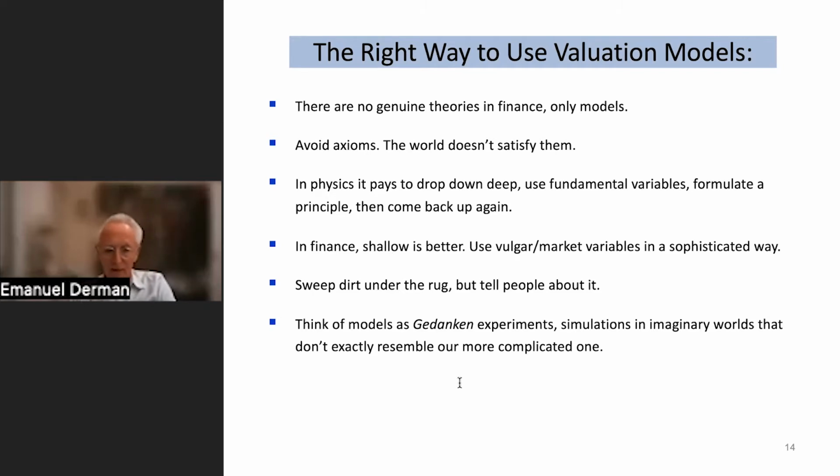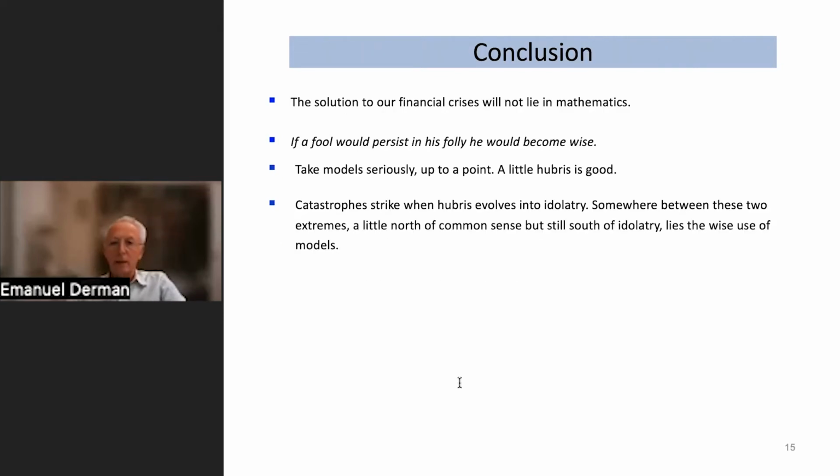And I like to think of models as none of them being true, all of them being Gedanken experiments, imaginary experiments, simulations in imaginary worlds that don't exactly resemble our world, which is much more complicated. So I'm wrapping up. Because of what I said, I think the solution to our financial crisis will not lie in better mathematical models. Nevertheless, modeling is useful.